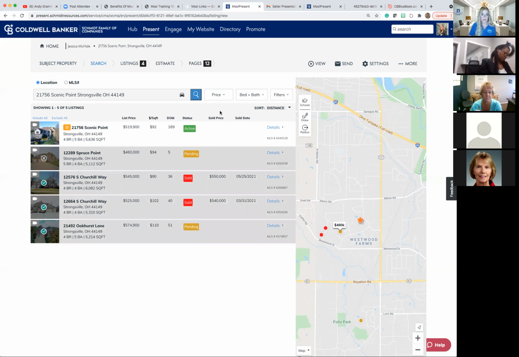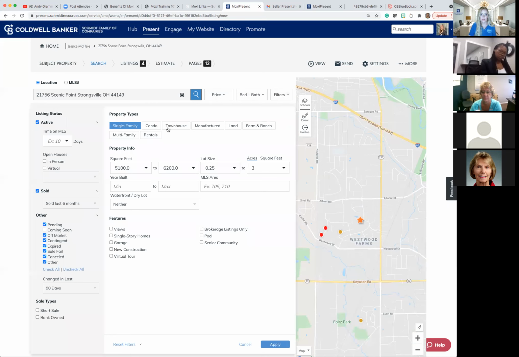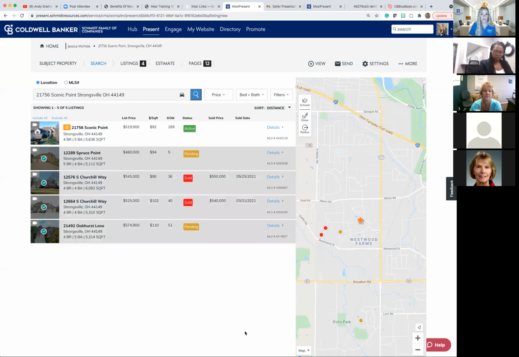If you wanted to be specific, you can filter by price, bed and bath, or you can actually select the filter option to be very specific or even reset the filters to include all properties. If you wanted to be very specific on area, you can use the Google map at the side to use the draw function or radius function to pinpoint and say you want to be in a specific area by drawing directly on the map.